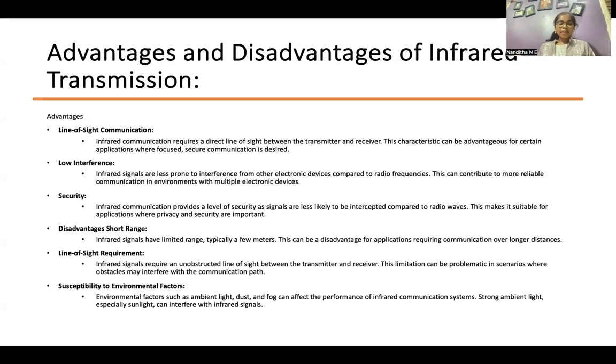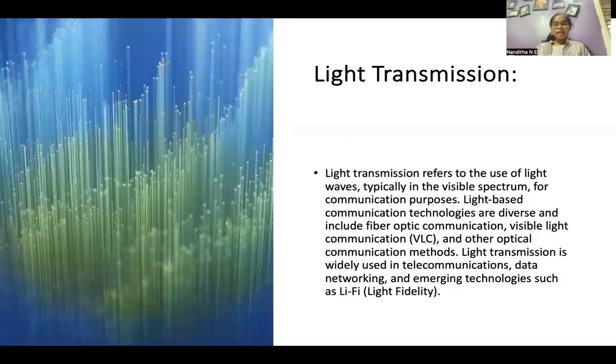Susceptibility to environmental factors. Environmental factors such as ambient light, dust, and fog can affect the performance of infrared systems, especially sunlight, which can interfere with the infrared signal.